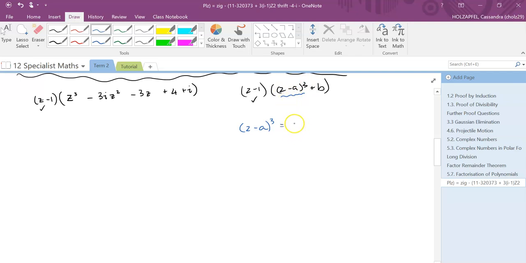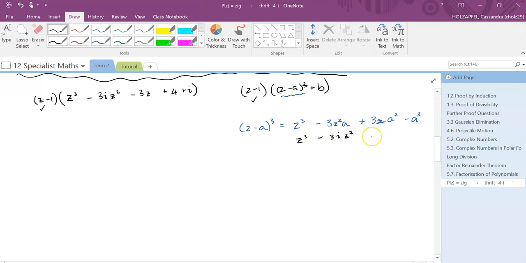But the answer I end up getting when I expand this would be z cubed minus 3z squared a plus 3za squared minus a cubed. I keep writing x instead of z. Okay, so this is what the perfect cube would look like. So if we go back now to our function, we've got z cubed minus 3iz squared minus 3z plus 4 plus i. So this is not quite a perfect cube.